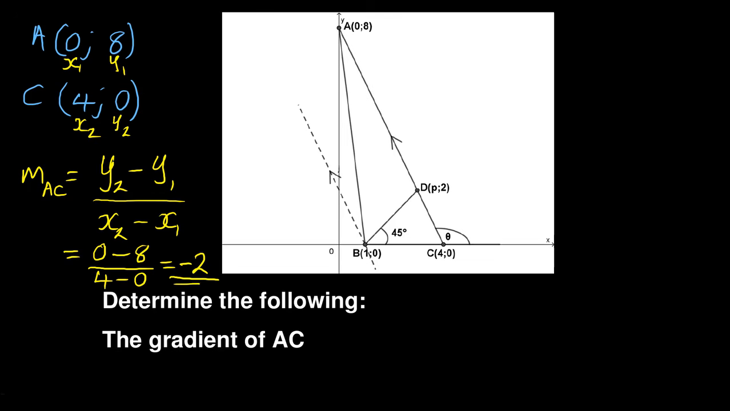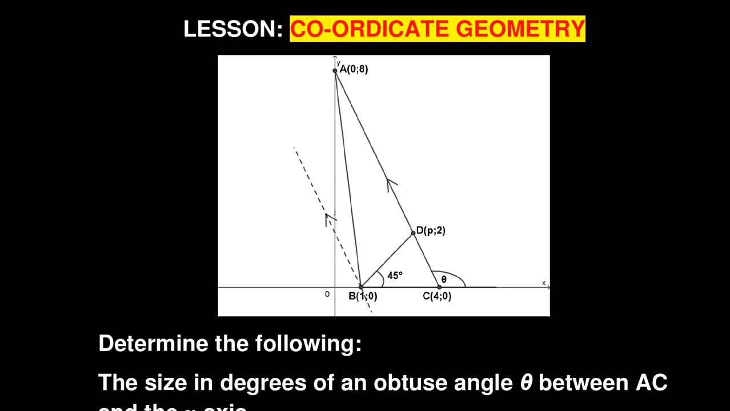So that is the gradient. Gradient of AC here is equal to -2. So that is the answer to that particular question. It is also a matter of plugging in the information that is already given. So that was not difficult.